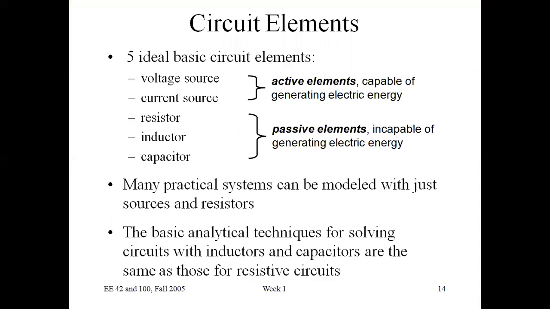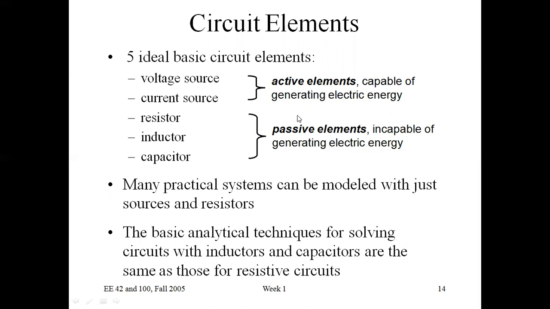The circuit elements: there are 5 ideal basic circuit elements in any circuit. They are energy sources, that is voltage source and current source, and then the elements resistor, inductor and capacitor. The voltage source and current source are called active elements because they are capable of generating electric energy. That's why they are called active elements or active sources.